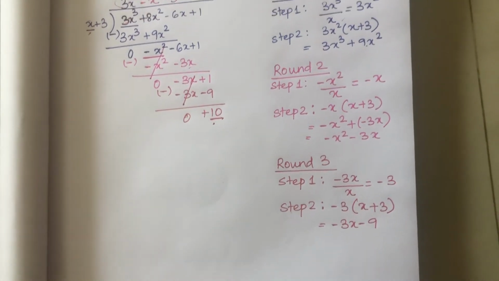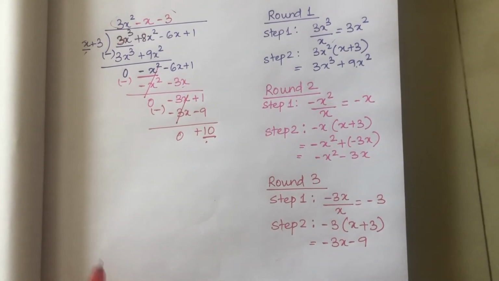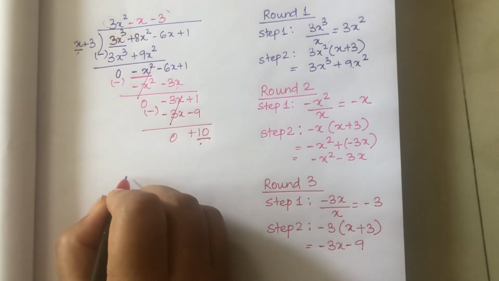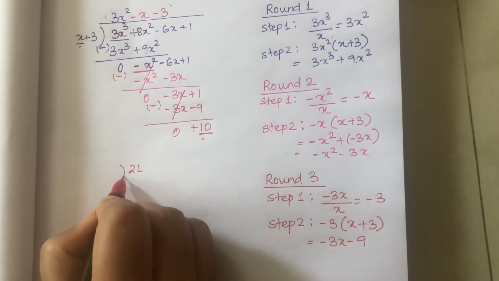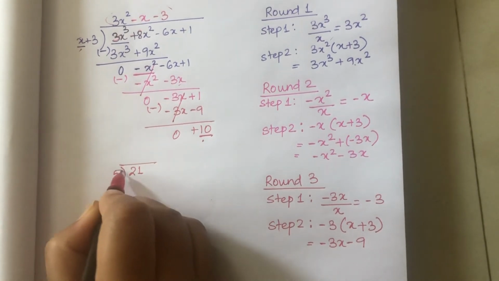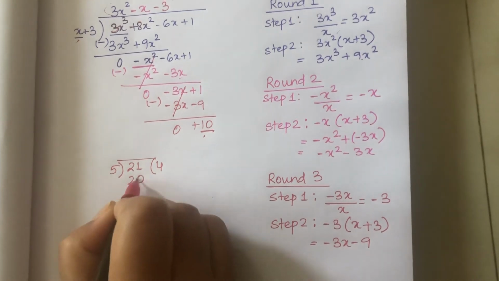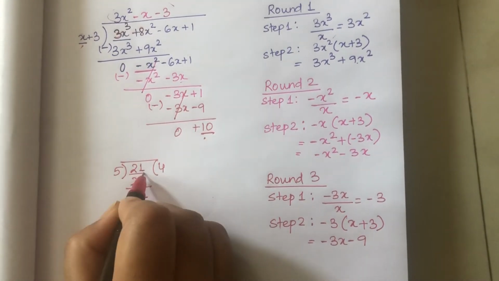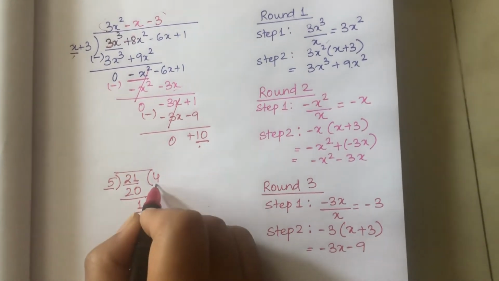What is the division algorithm? Let's see the division algorithm for normal regular numbers. So let's divide 21 by 5. I get 5 fours are 20 and the remainder is 1. So the dividend is 21, divisor is 5, remainder is 1 and quotient is 4.